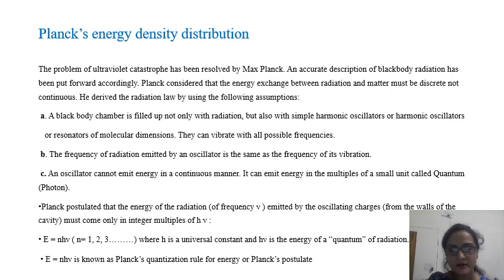Planck postulated the energy of the radiation emitted by oscillating charges must come only in integral multiple of h nu. Here value of energy is E equal to n h nu, where n is 1, 2, 3, an integer number, h is universal constant and h nu is energy of quanta of radiation. E equal to n h nu is known as Planck's quantization rule of energy or Planck's postulate.